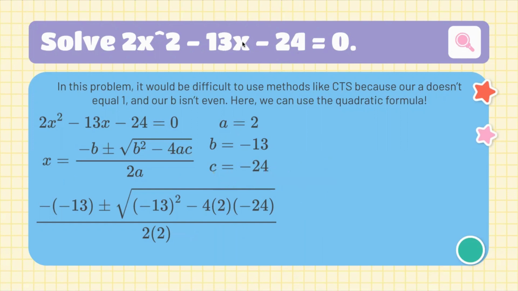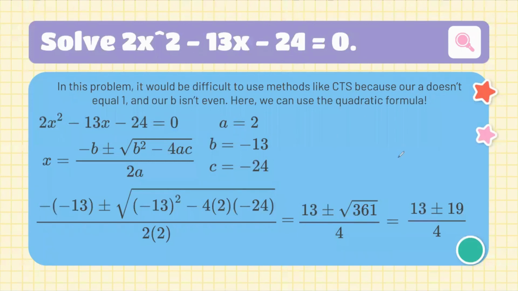Now that you've simplified this, you can go ahead and further simplify square root 361. 361 is actually a perfect square, and if you take its square root, it would be 19. So you would have 13 plus or minus 19 over 4. Now all you have to do is find your two x values, one for the plus and one for the minus. So you can do 13 plus 19 over 4. You can also do 13 minus 19 over 4.